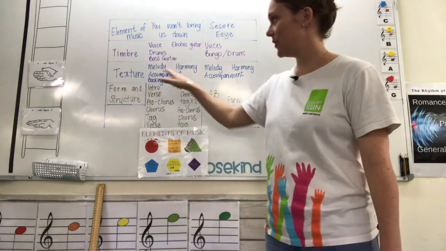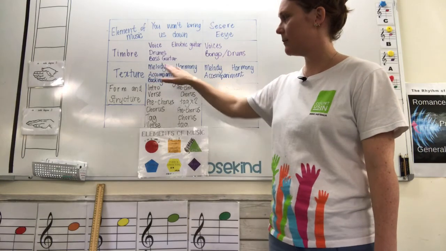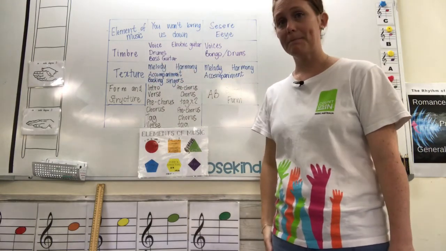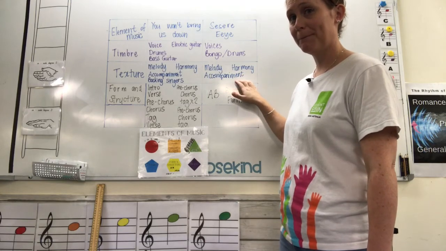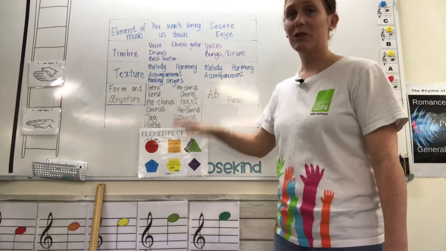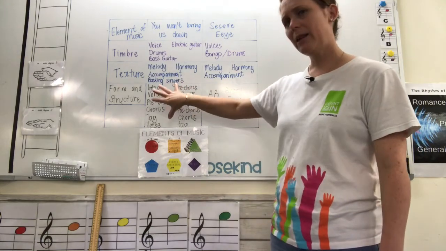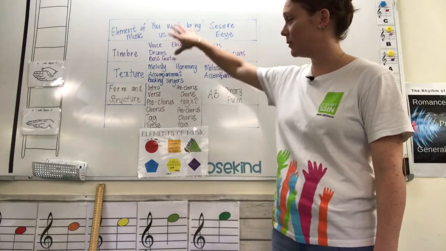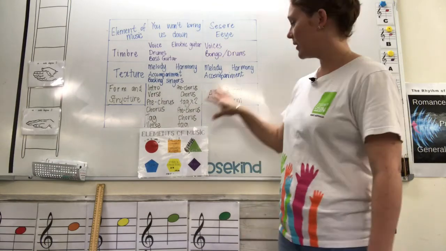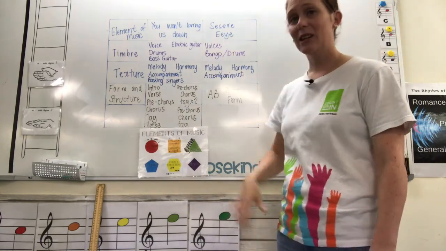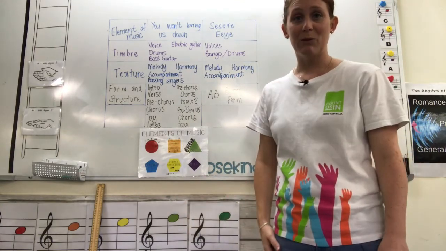Think about the texture in each song. Why do you think the composer used the melody, the accompaniment, and the harmony? Why do you think this composer did the same thing? Our form and structure is so very different between two songs. Why do you think the composer in You Won't Bring Us Down used such a complex form? Why do you think the composer of Strait used a really simple form? How does that contribute to the meaning of the song?